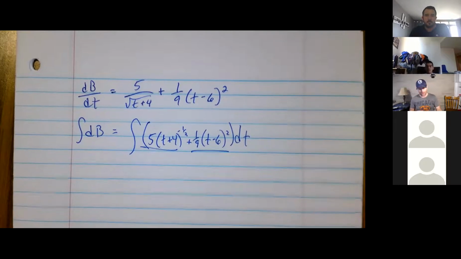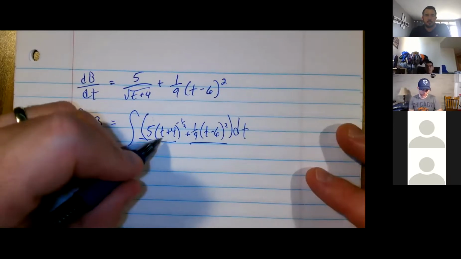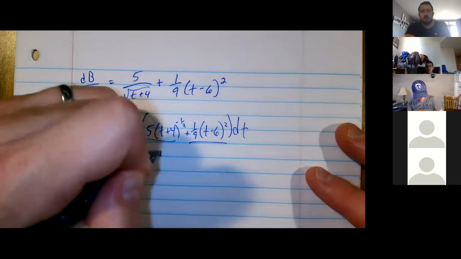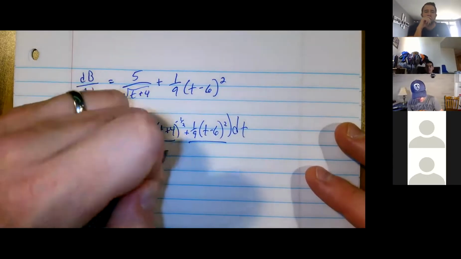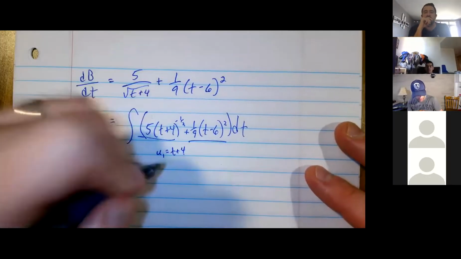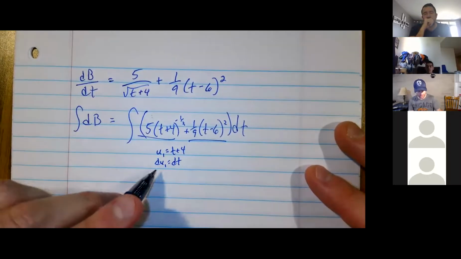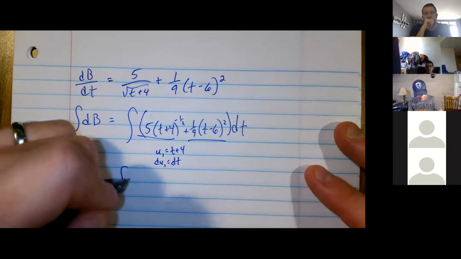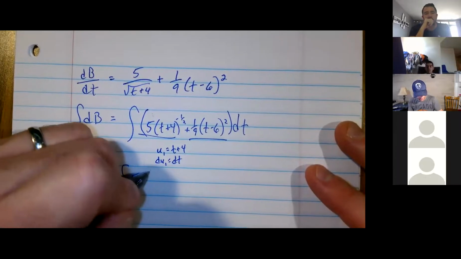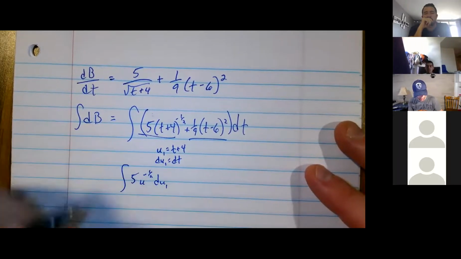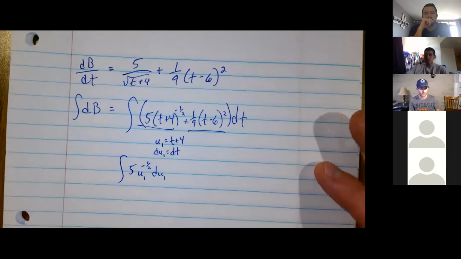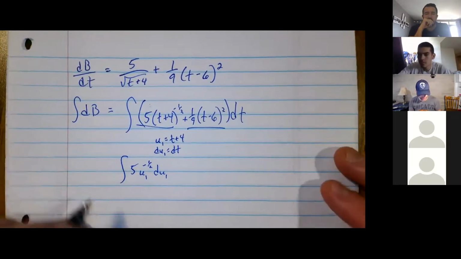All right, now the first integral, I technically need a u substitution of t plus 4. So I'm going to write u sub 1 equals t plus 4, right? Which means du sub 1 equals dt, right? And so really, I just have the integral of 5u to the negative 1/2 du sub 1, right? So no extra constant or anything needed there.